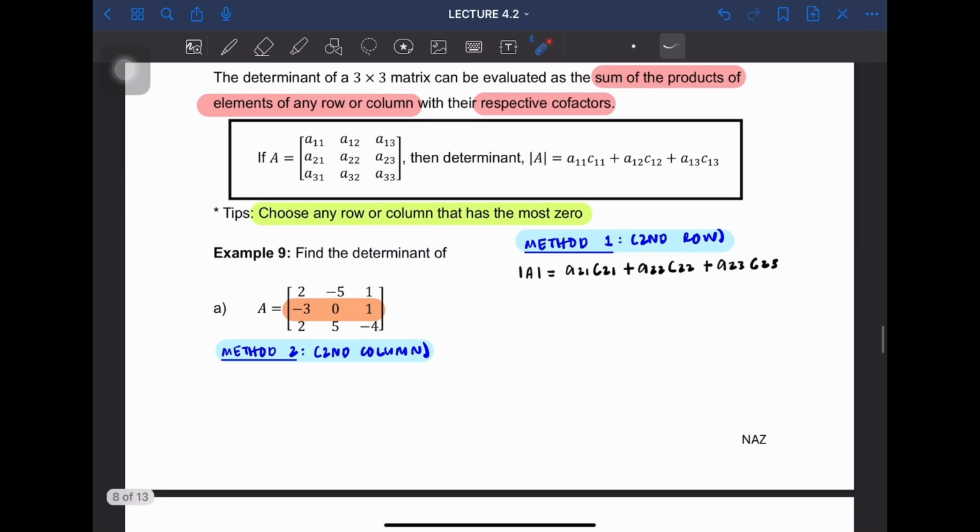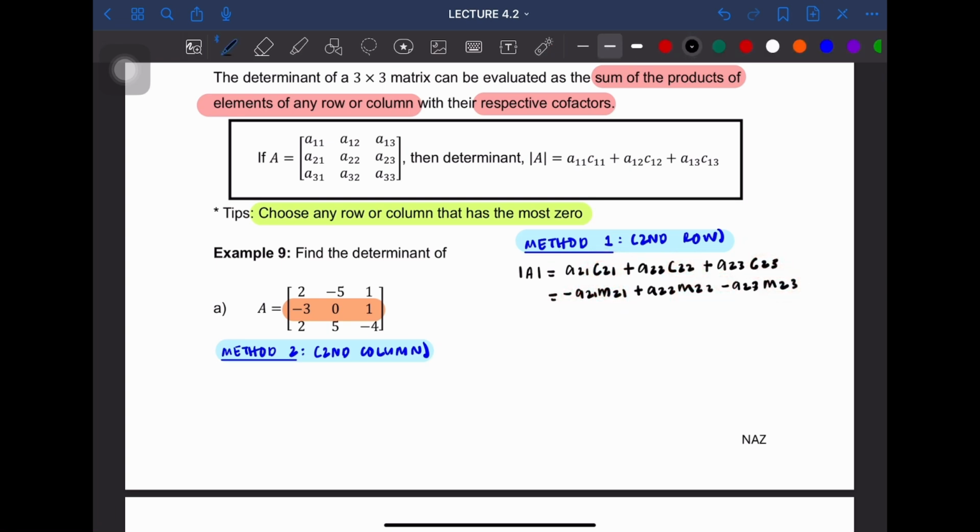Okay, now we're going to change the cofactor into minor. So c to 1 is negative m to 1, c to 2 is positive m to 2, and c to 3 is negative m to 3. I'm going to put the negative at the front, so it will become negative a to 1 m to 1 plus a to 2 m to 2, and then minus a to 3 m to 3. I've changed the cofactor into minor by using the previous formula that we have learned.